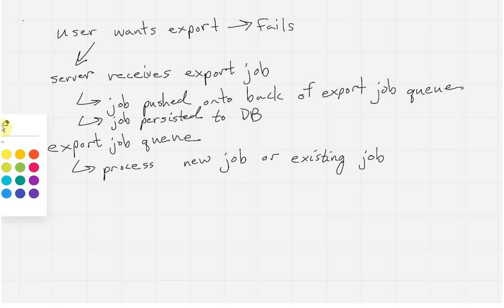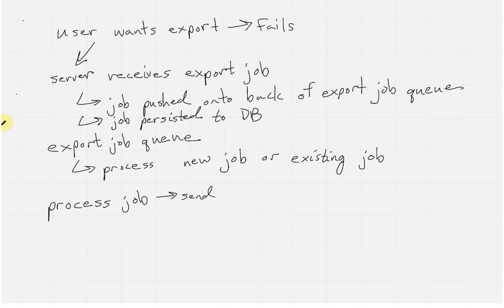So it really then boils down to: process job. Send job to third party. And we could have a success case or an error case.